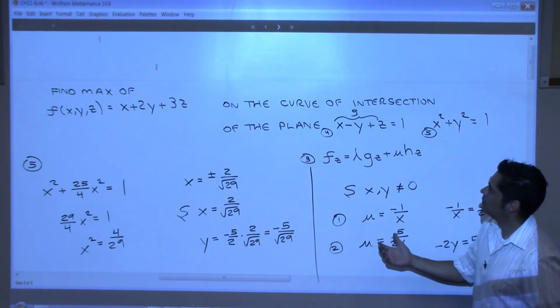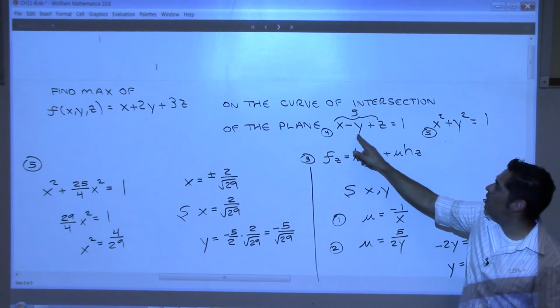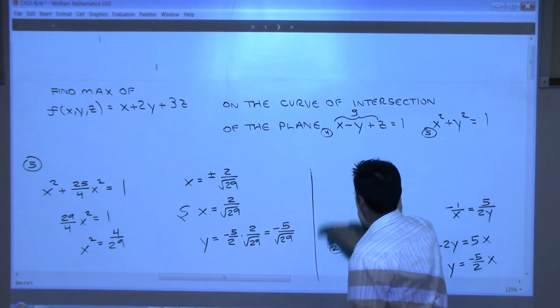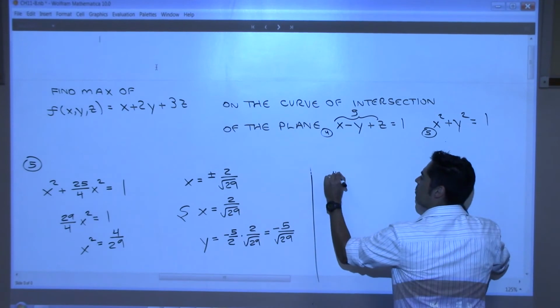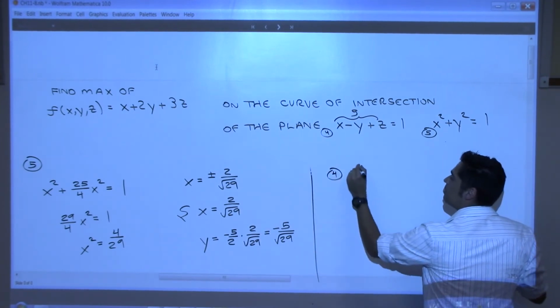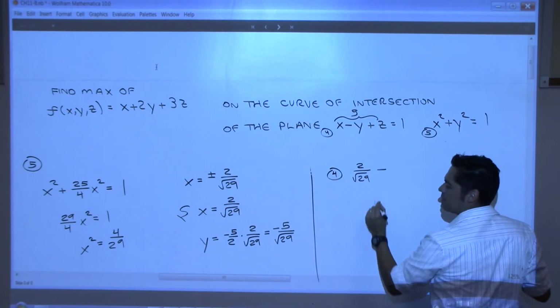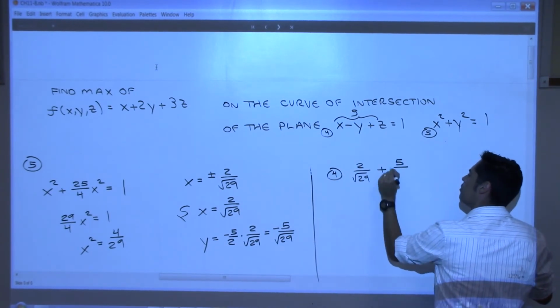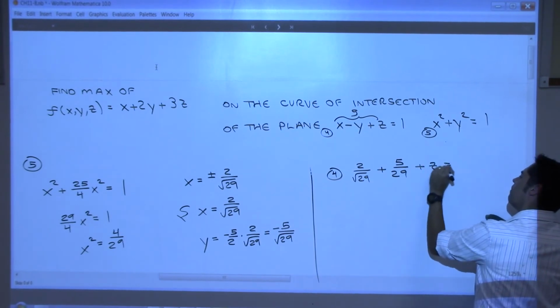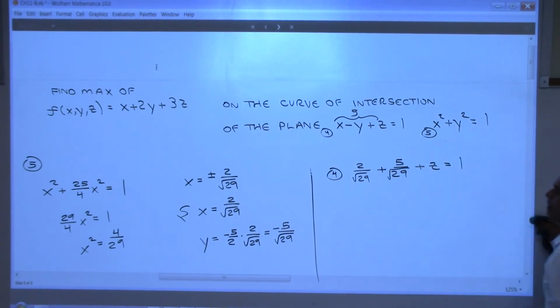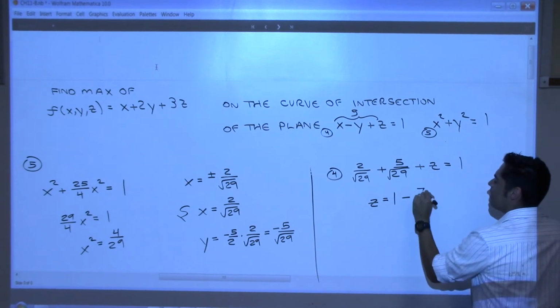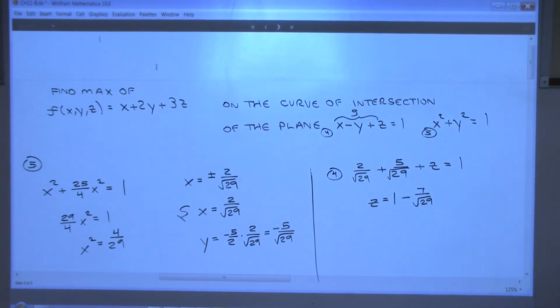Solve for z. Where? Fourth equation, right? If I know x and y, I can get z, can't I? So now I'm going to go to the fourth equation. Fourth equation is going to be 2 over root 29 minus y, but y is already negative, isn't it? So won't that be plus 5 over root 29 plus z equals 1? So z looks like it's going to turn out to be 1 minus 7 over root 29. And you could get a common denominator, but I'm just going to leave it like that. That's z.